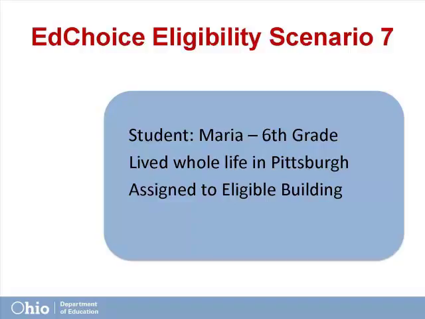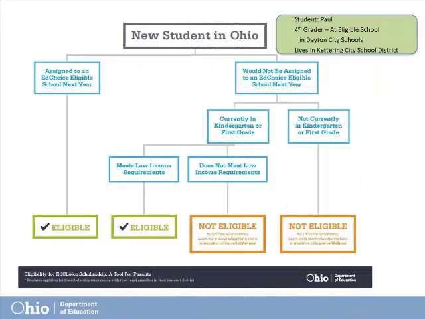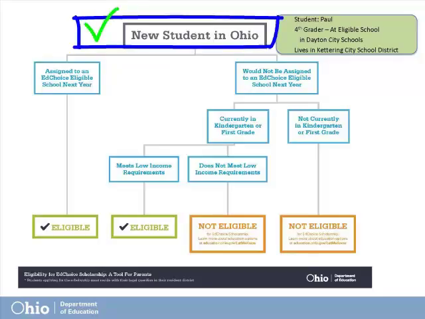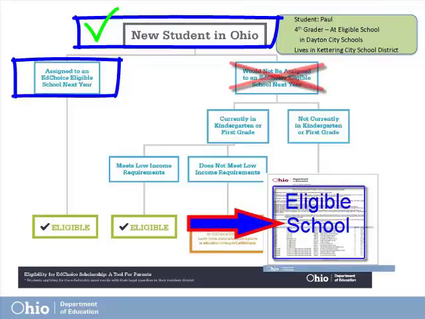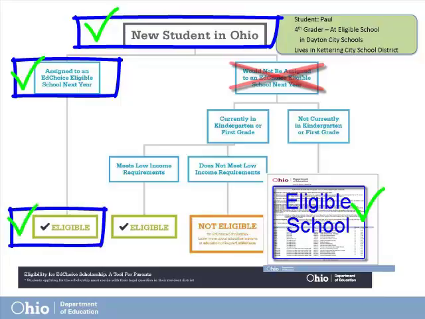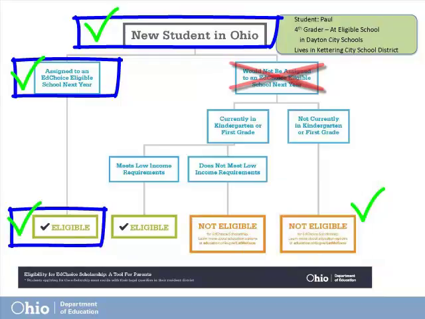Is Maria EdChoice eligible? If she can provide proof that she recently moved to Ohio from another state, she has never attended a school in Ohio, and has an address that indicates that she would be assigned to attend an eligible school, then we can be confident that Maria is eligible for an EdChoice scholarship.